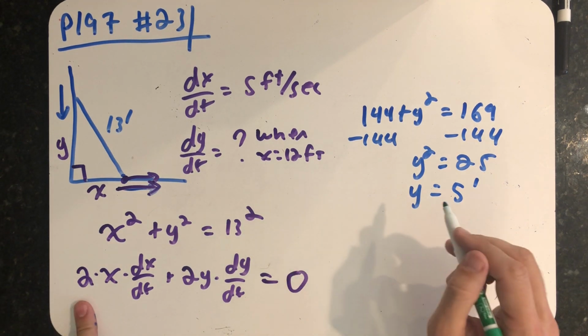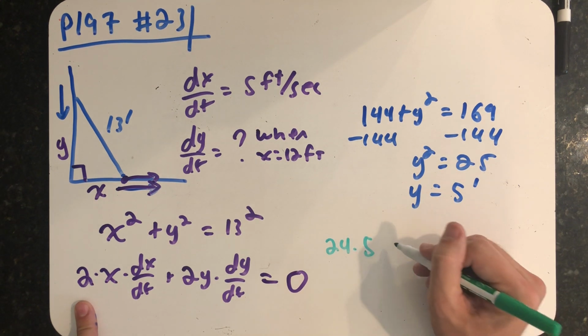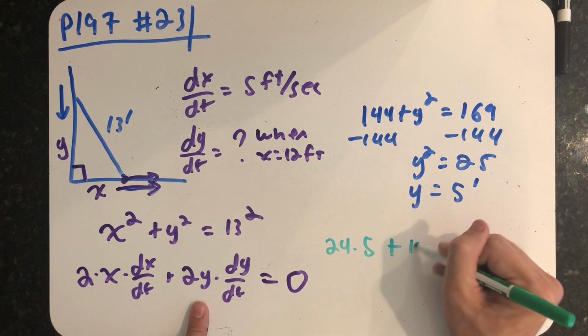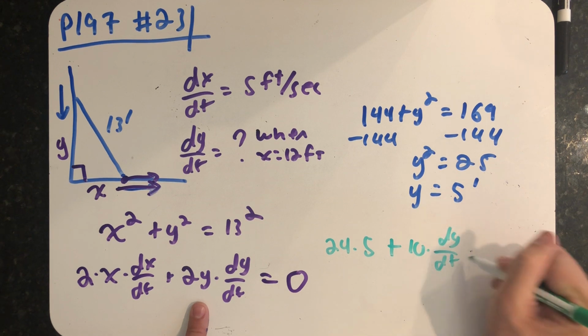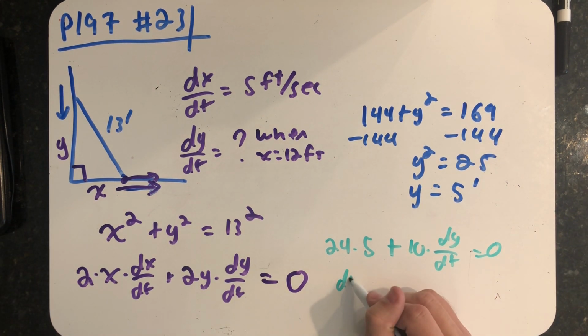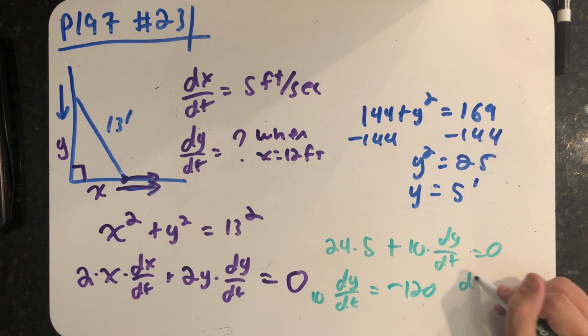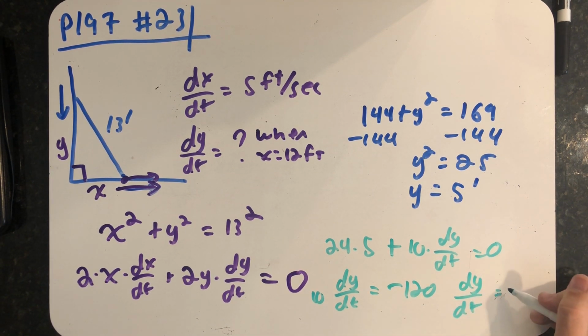So let's see, I have 2 times x, which would be 24, times dx dt is 5, plus 2 times y is 10 times dy dt is equal to 0. So now I need to solve this equation. 24 times 5 is 120. I need to take that away from both sides. 10 times dy dt is minus 120. Divide by 10, and I will find out that dy dt is minus 12 feet per second.